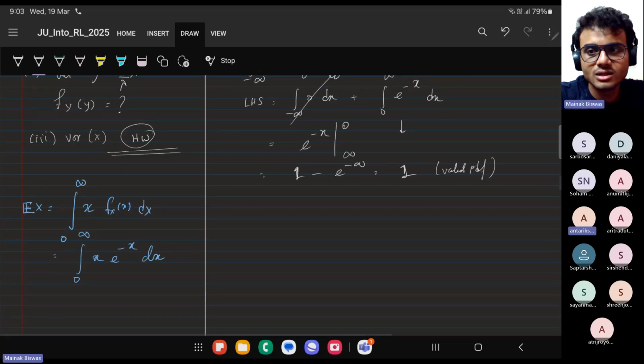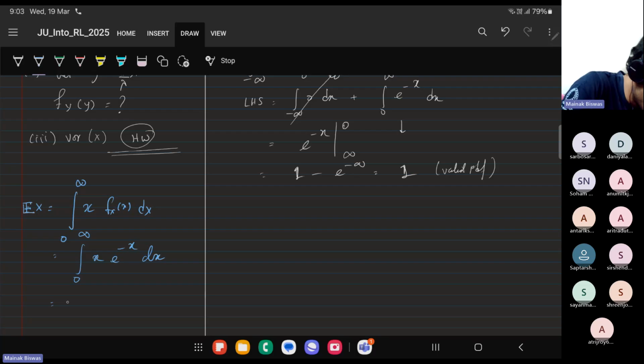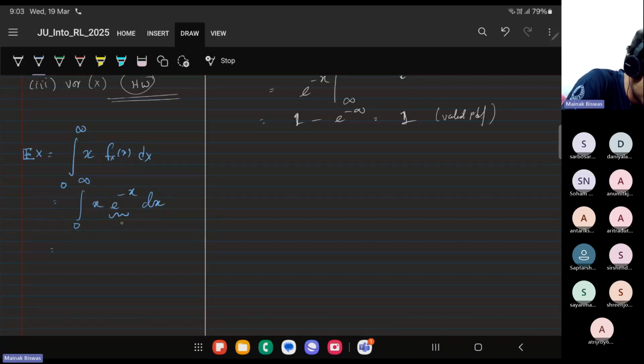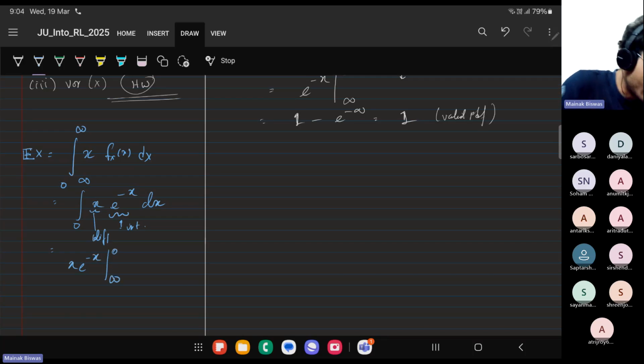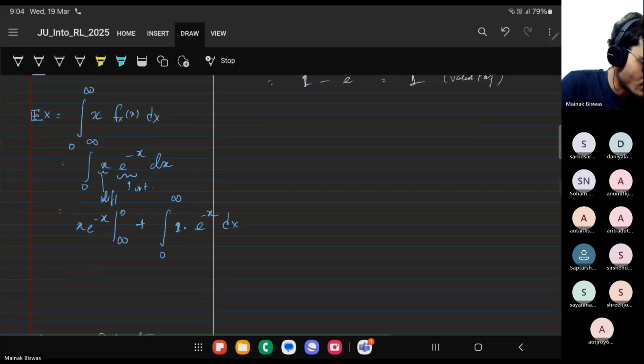How will I integrate this? By parts. So I will integrate this function and differentiate this. When I integrate that, I'll get x e to the power minus x, and the signs will reverse because of the negative sign, minus 0 to infinity. The x just vanishes, 1 into e to the power minus x. So this becomes plus dx.